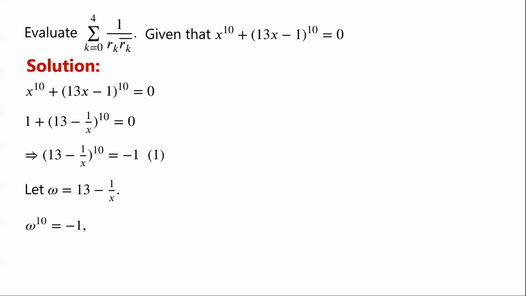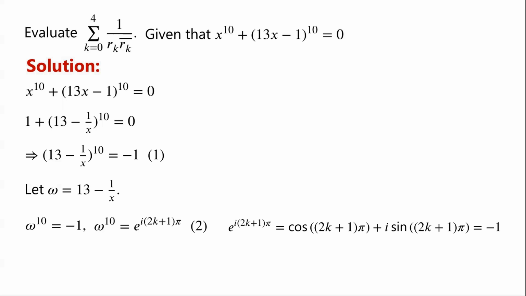As e to the power of i times (2k plus 1) times pi is equal to cosine (2k plus 1) pi plus i sine (2k plus 1) pi, which is equal to negative 1, the equation can be written as omega to the power 10 equals e to the power of i times (2k plus 1) times pi. We label it as equation 2.